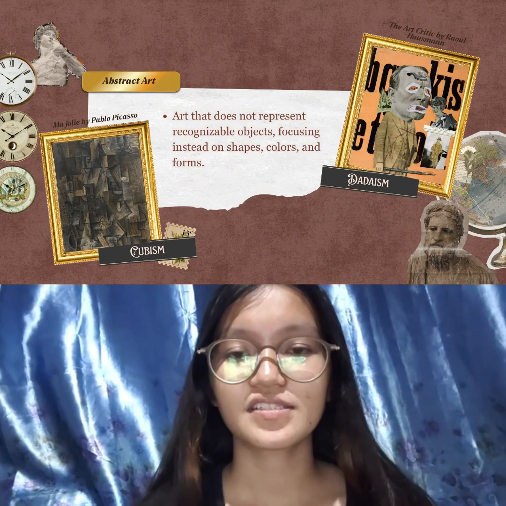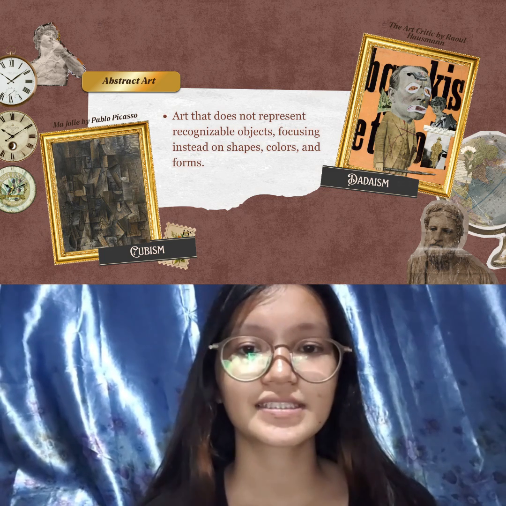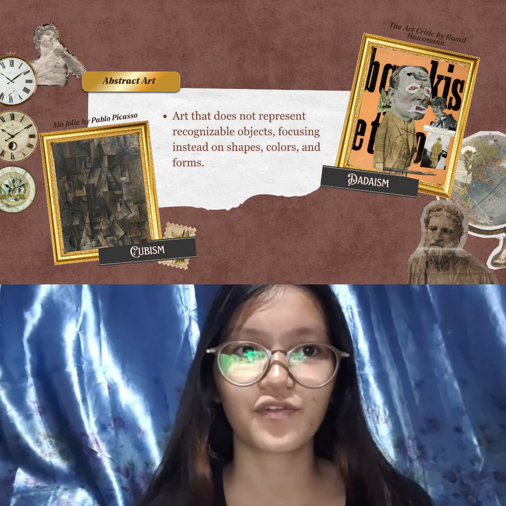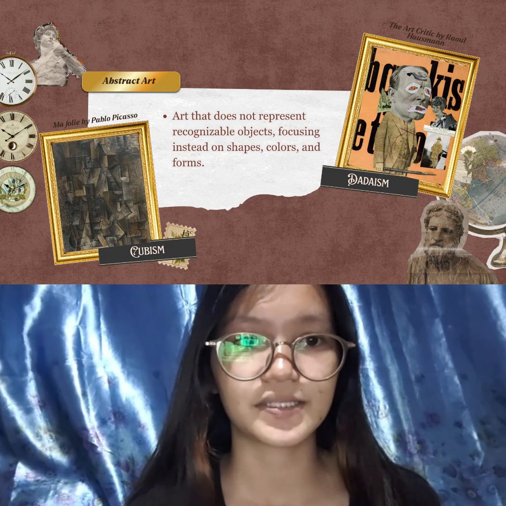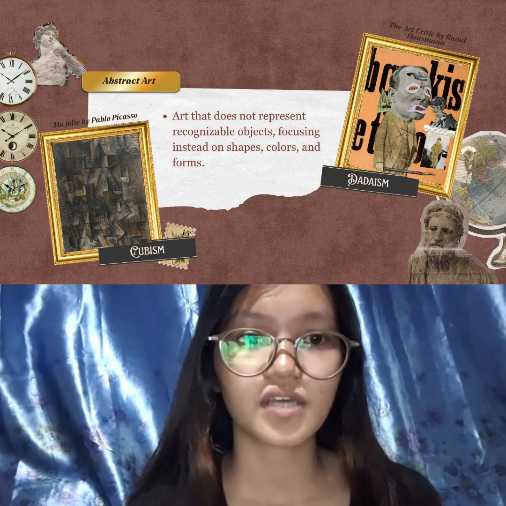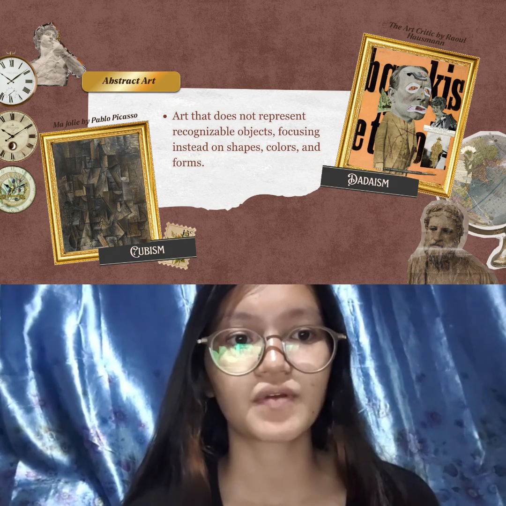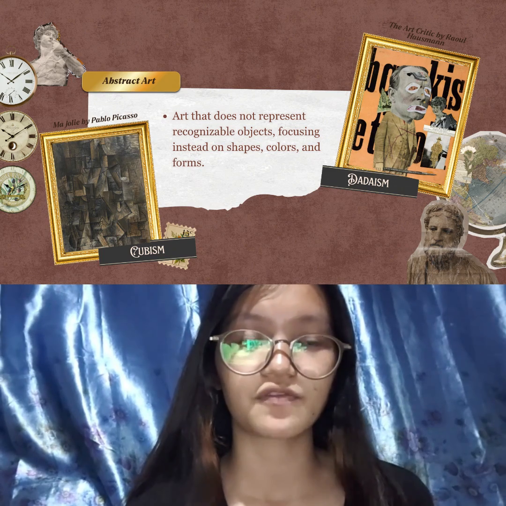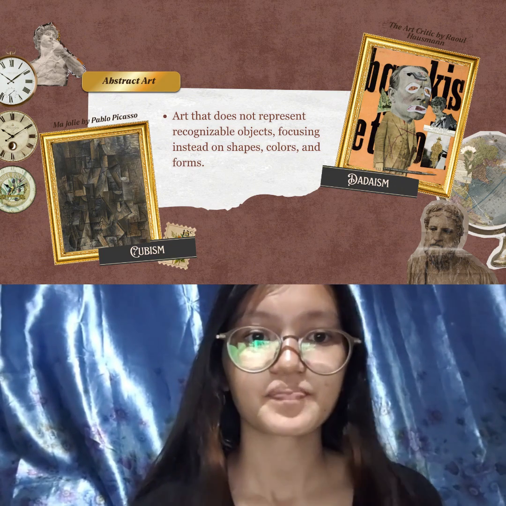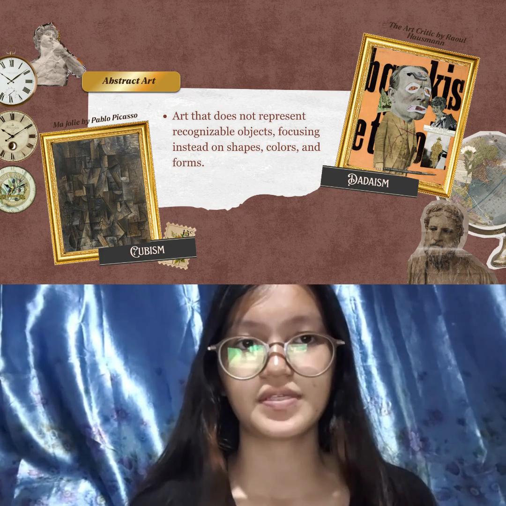Abstract art. It is art that does not represent recognizable objects, focusing instead on shapes, colors, and forms. This is where the artist begins to play with reality. The artist takes a real subject but then distorts or simplifies it. The goal shifts from making a perfect copy to using shapes, colors, and forms to convey a feeling or an idea. Examples include movements like Dadaism and Cubism.